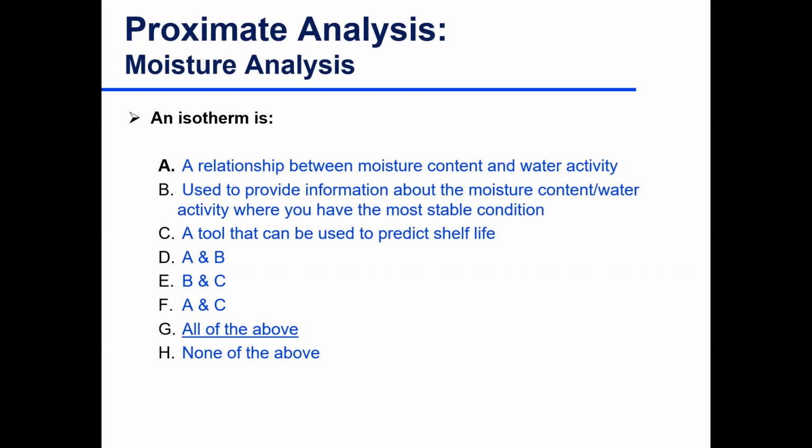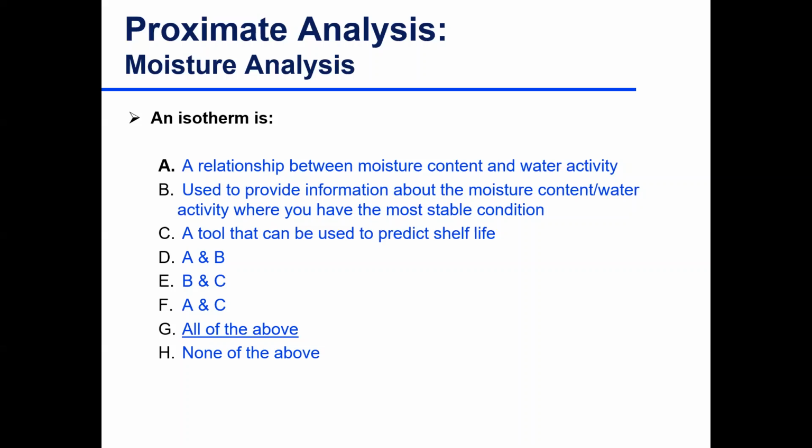There is a relationship between moisture content and water activity. There has to be. If you have no water, there's no water activity. If you have tons of water, guess what? You have tons of water activity. So no question. They're used to provide information about the moisture content, water activity, where you have the most stable conditions. Water activity is really important in determining the rates of some chemical reactions. Lipid oxidation is one of them. Maillard browning is another one of those. So this is really important.